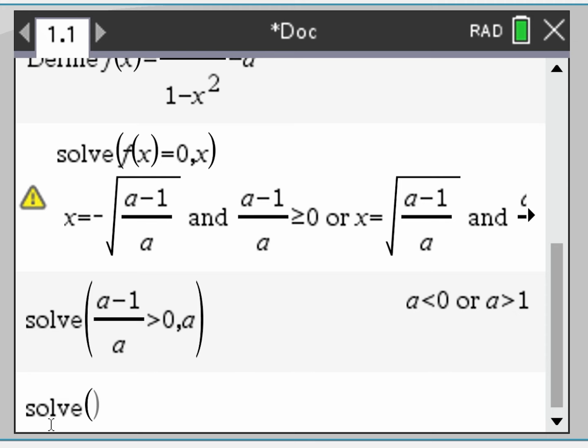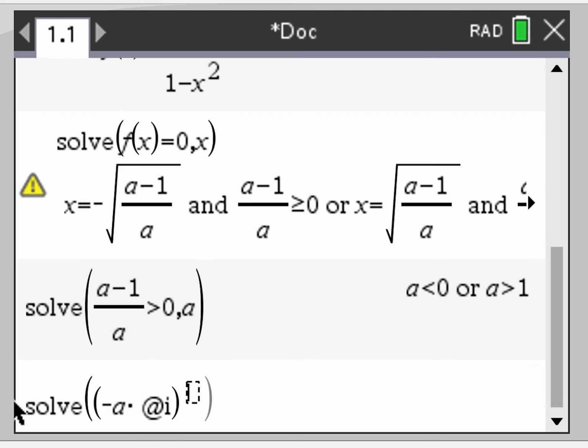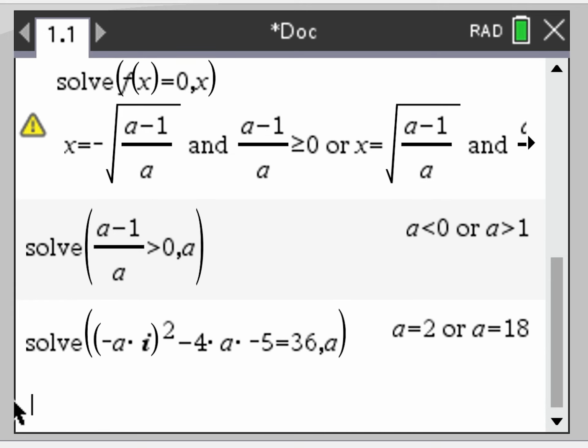It is b squared minus 4ac. So we will have minus a times i squared, so minus that, minus b squared minus 4 times a, which is just a times c, so minus 5. Okay, and that is equal to 36 from what we have. So let's find the value of a. So our a is going to be 2 or 18.